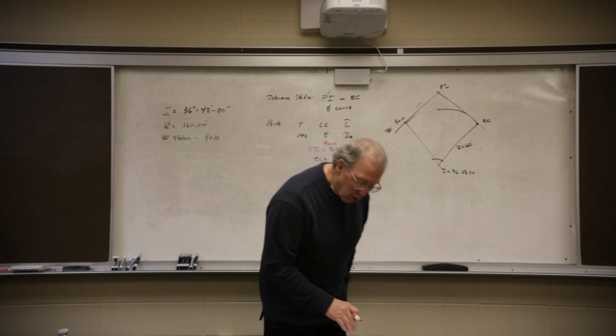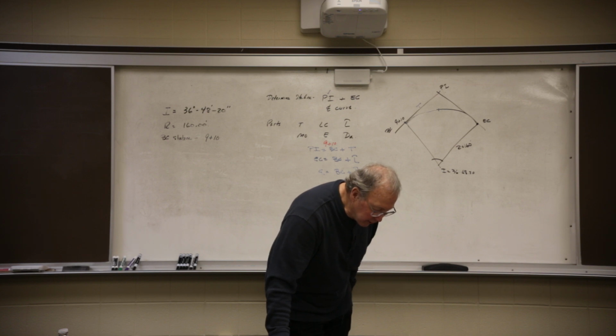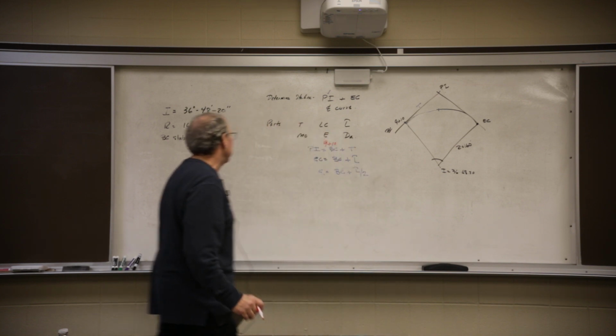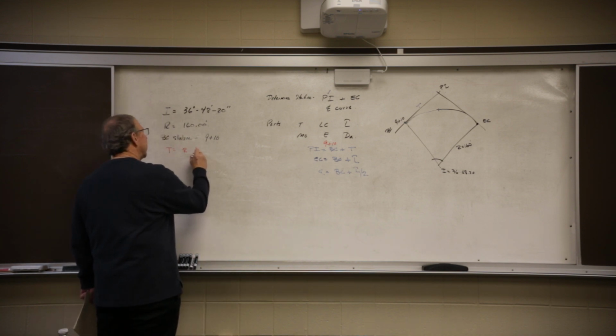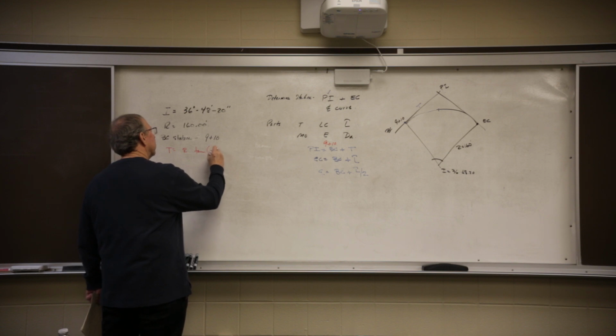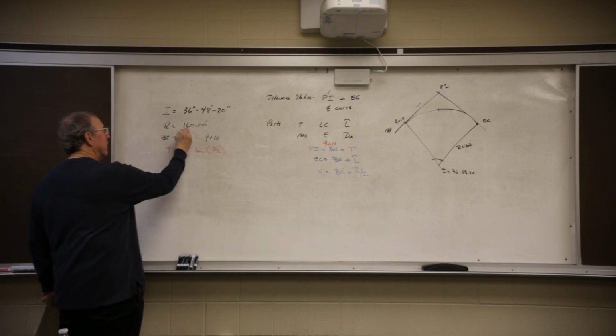And if you went to your book and looked a little bit, on page 16.8 is a tangent equation: R tangent of I over 2. So T equals R tan of I over 2. Okay, I've already got R right here.